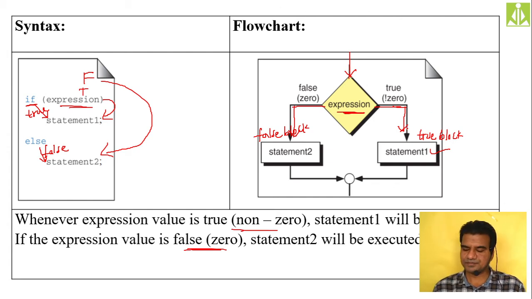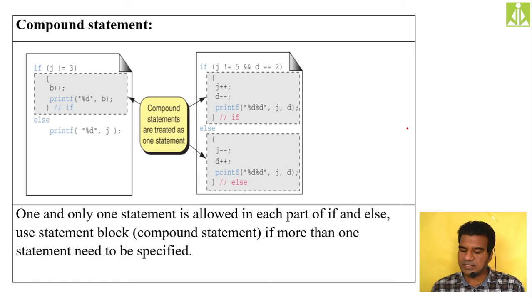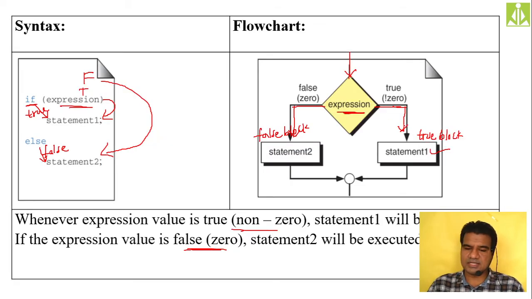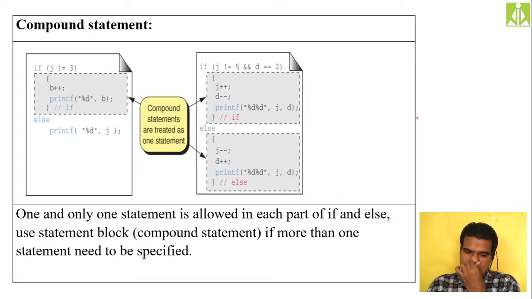Remember that only one statement is allowed in both cases. In the true block only one statement is allowed, and in the false block also only one statement is allowed. If you want to put more statements, you have to go for compound statements. A compound statement is nothing but taking curly brackets, framing the extra statements inside them and grouping them like a single statement. Hopefully you understood this. So this is the if else block.